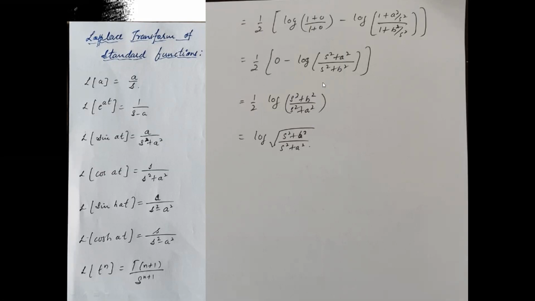Again, 1 by 2 is there. If you take it as log of s square plus b square divided by s square plus a square raised to half, it can be written as root of s square plus b square divided by s square plus a square. So that is the Laplace transform of the given function.